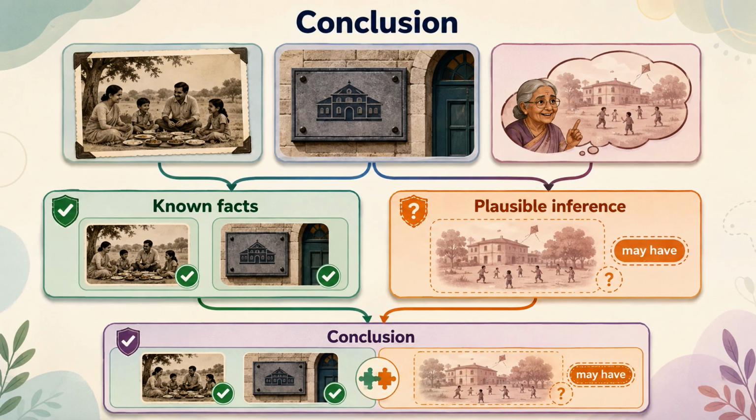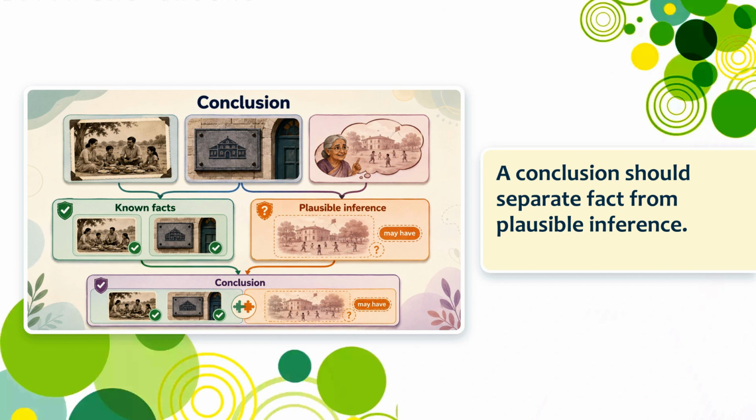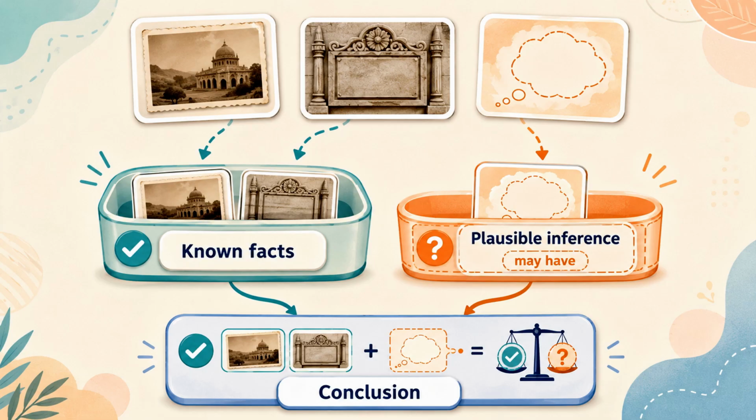A careful conclusion keeps these levels separate and uses cautious wording when the evidence does not justify certainty. The two boxes prevent certainty from spreading too far. A conclusion should separate fact from plausible inference. Stronger and weaker parts of the evidence should not sound equally certain. The goal of a conclusion is not to make the investigation sound exciting. It is to say exactly what the evidence supports.